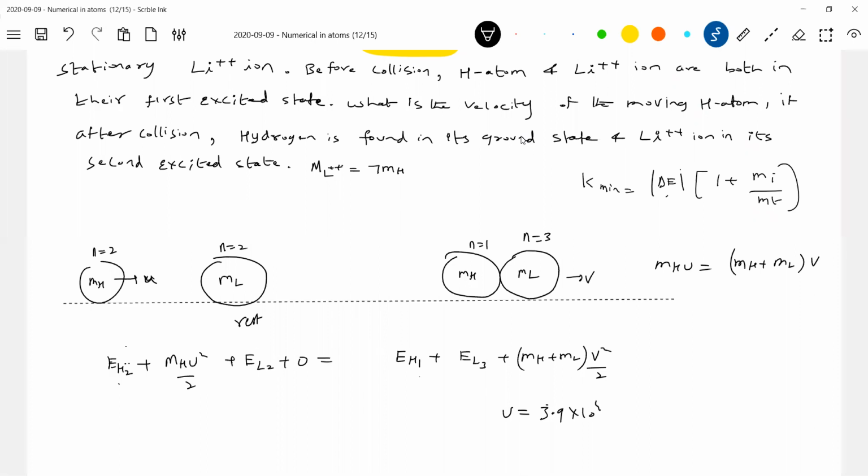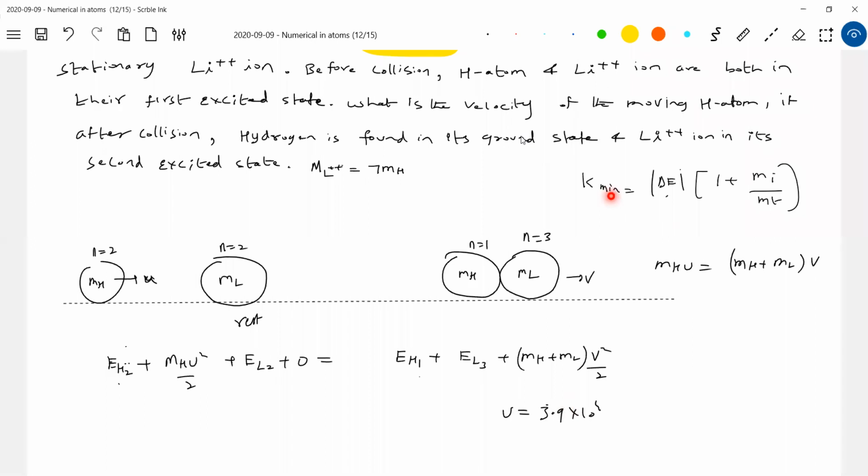Sir, if it says minimum also, shall I use this formula? Yes, this is a generalized one. Now, if the incident particle hydrogen is coming with energy greater than K minimum, can I use this formula? Yes, you can use it. In that case, you get different velocities for hydrogen and lithium. But this is applicable when? Only when the incident particle comes with minimum kinetic energy.